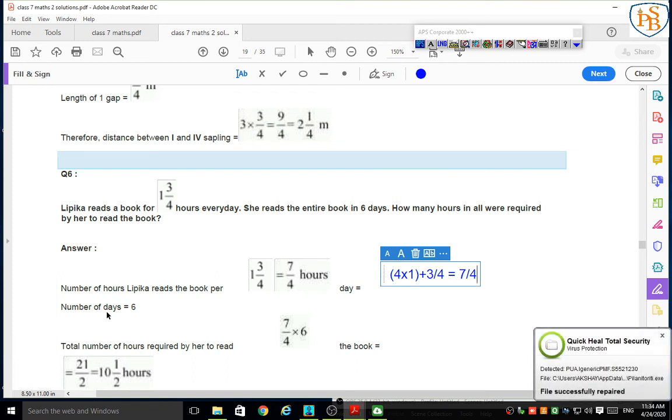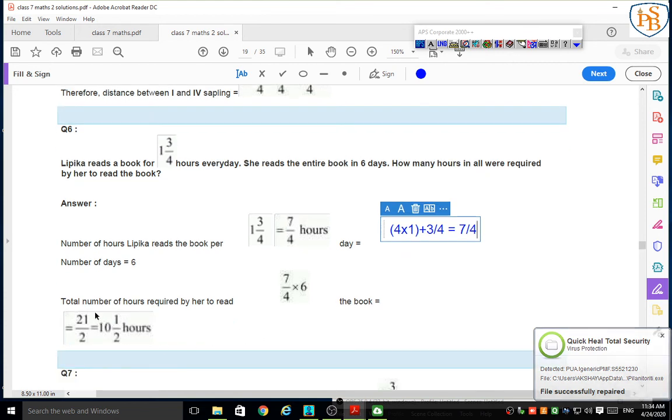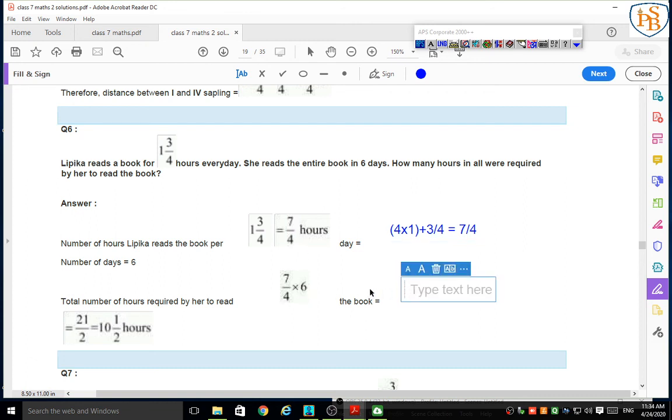In how many days does she read the entire book? That is 6 days. So we have to multiply this number. Okay, the total number of hours required to read: for 1 day she reads for 7 upon 4 hours. So 7 upon 4 into 6. So how can we write this? 7 into 6 upon 4.